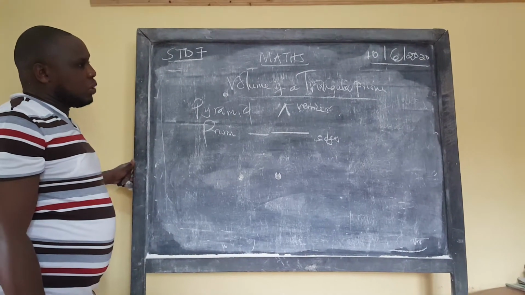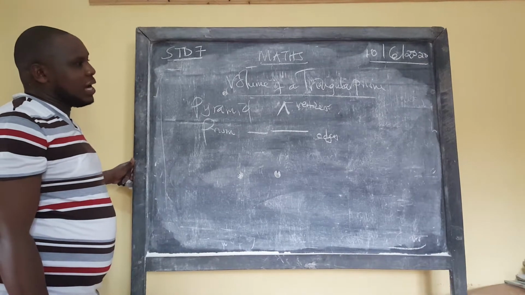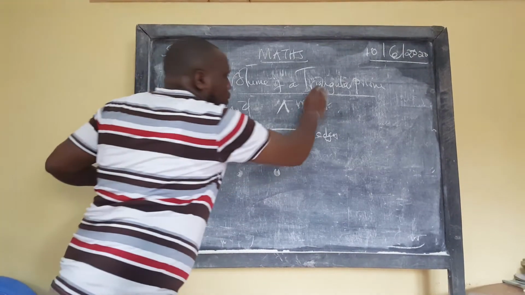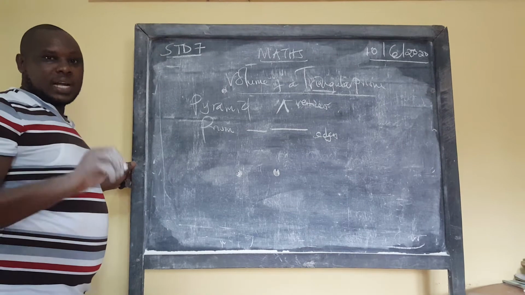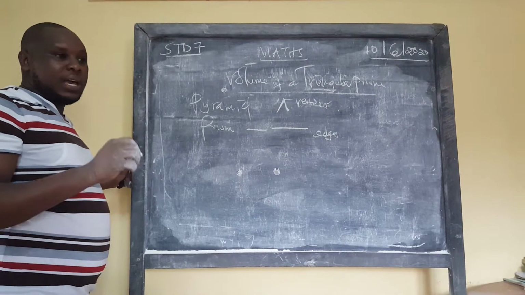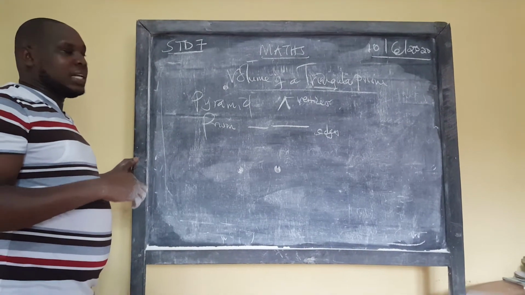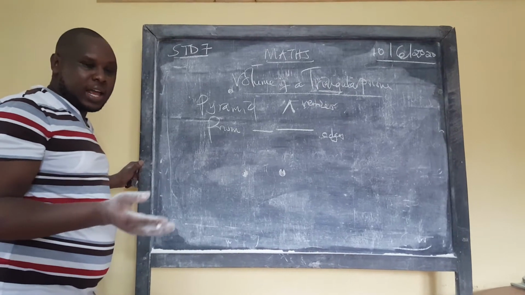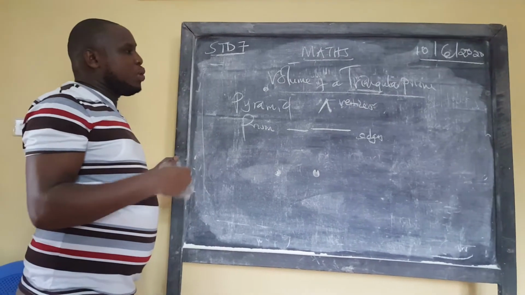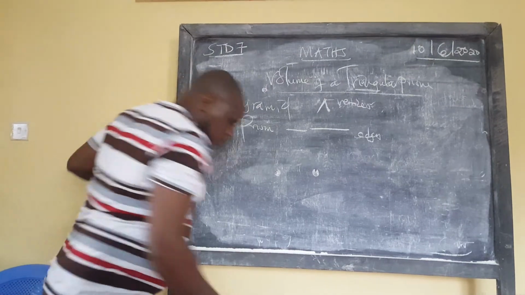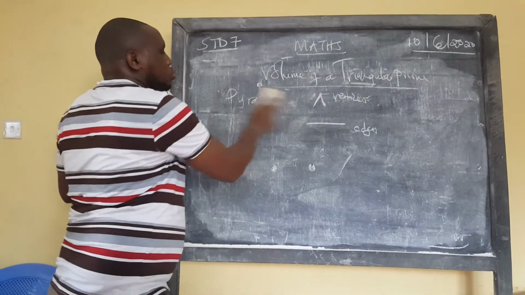In what we are doing today, we are looking at a triangular prism, meaning that the word triangular means that the base is a triangle. The base is going to appear as a triangle. The base can be the cross-sectional area, which is going to appear as a triangle. A good example of such is what we call a wedge.